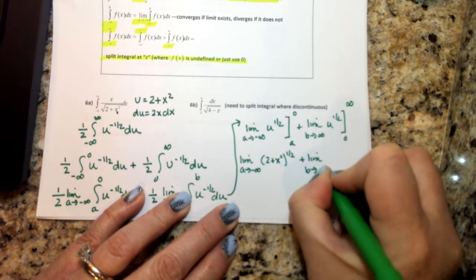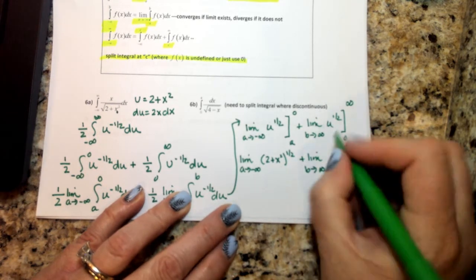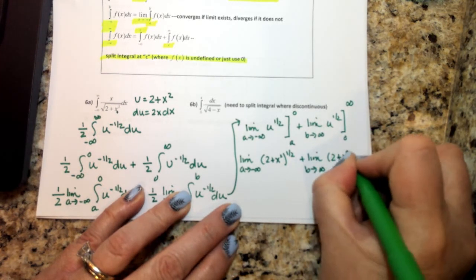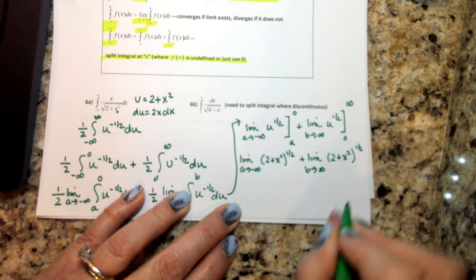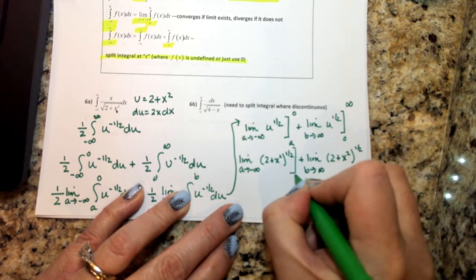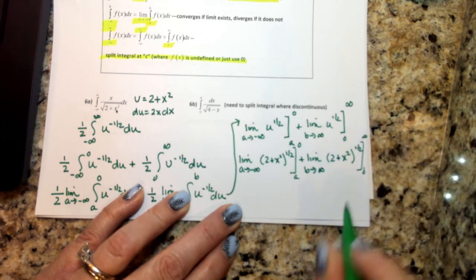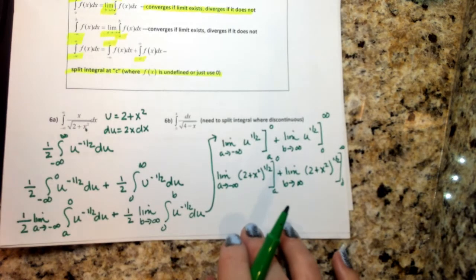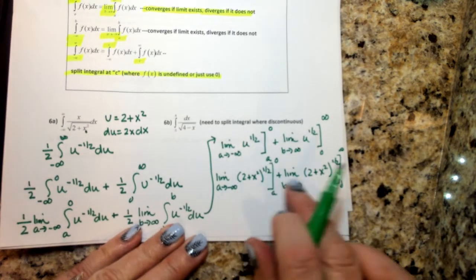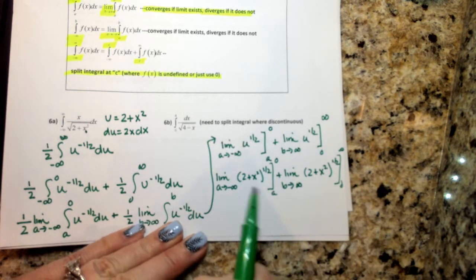I'm just replacing that u with that 2 plus x squared. And again, dividing this from a to 0, and this from 0 to infinity. So I'm just going to take a look. Like I said, if one of these diverges, the whole thing's going to diverge.